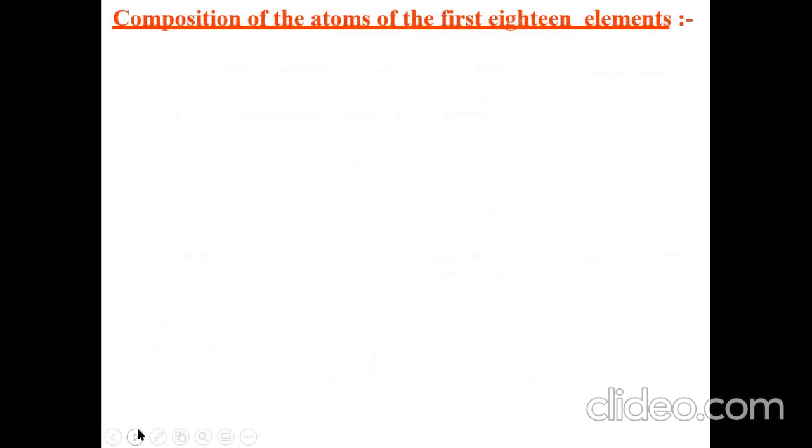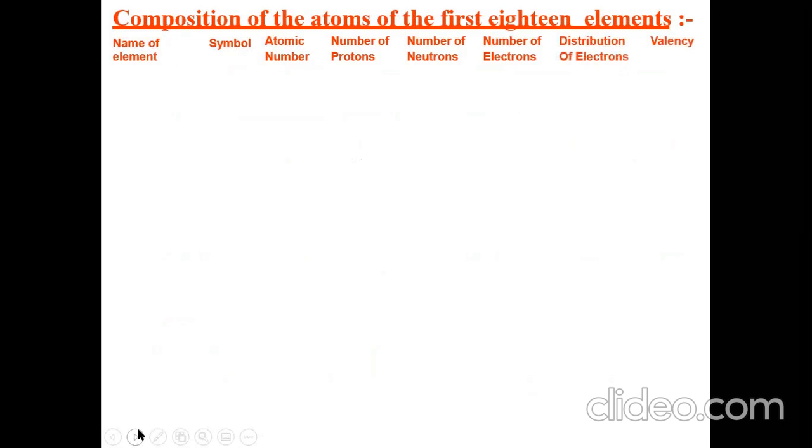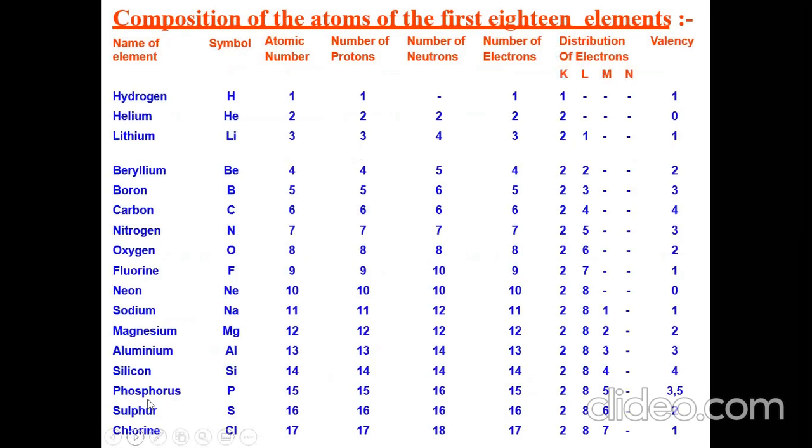Now, composition of atom of the first 18 elements. Name of elements and symbol, then atomic number, number of protons, number of neutrons, number of electrons, distribution of electrons and valency. Hydrogen, atomic number 1, electron 1. Helium 2, then electrons 2. Lithium 3, then 2, 1.